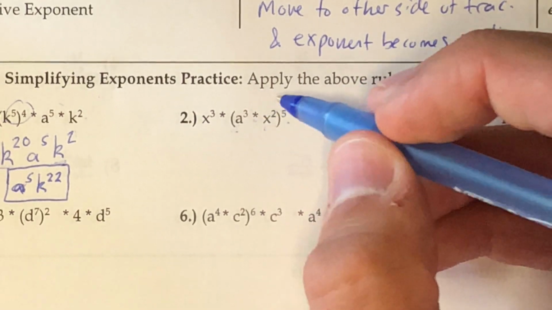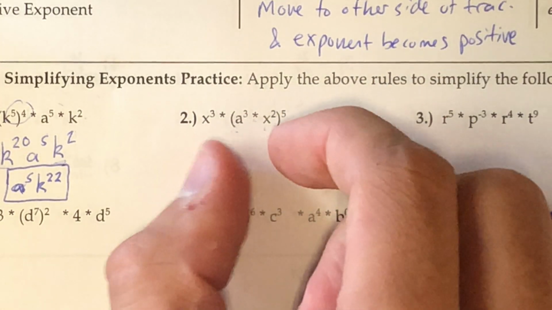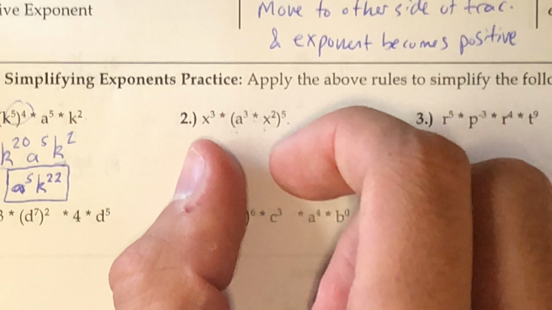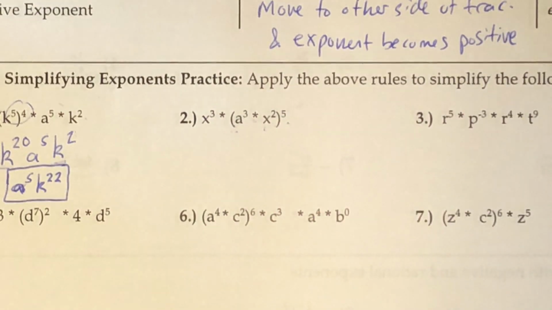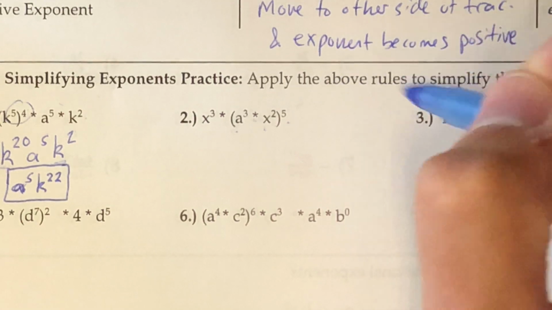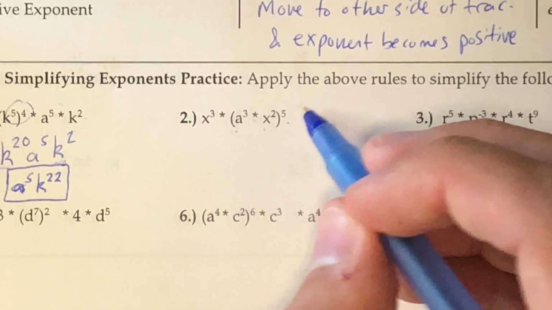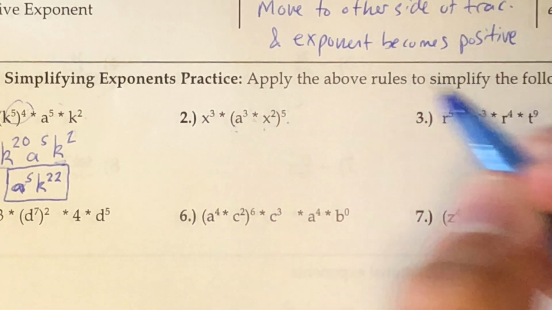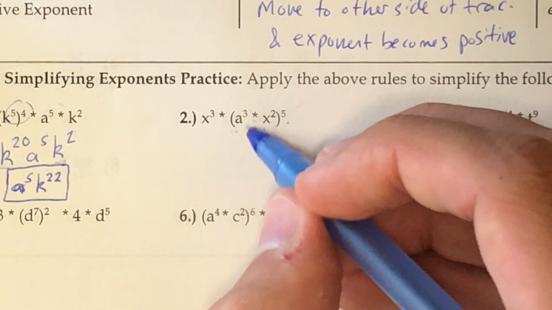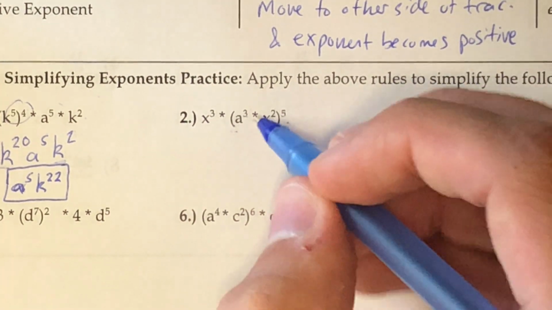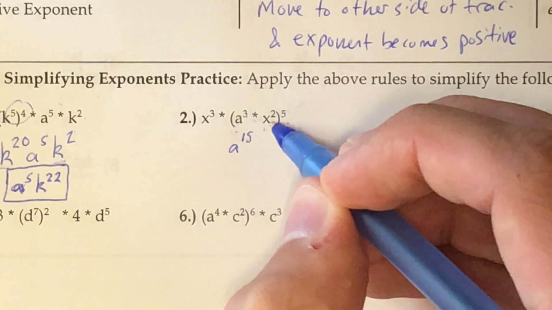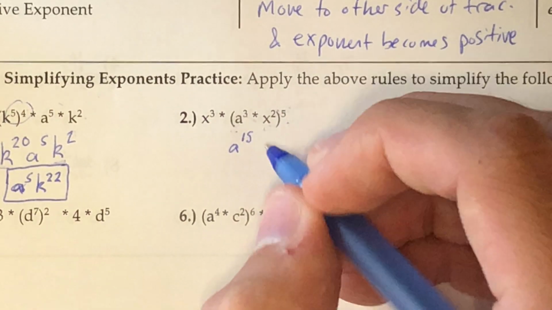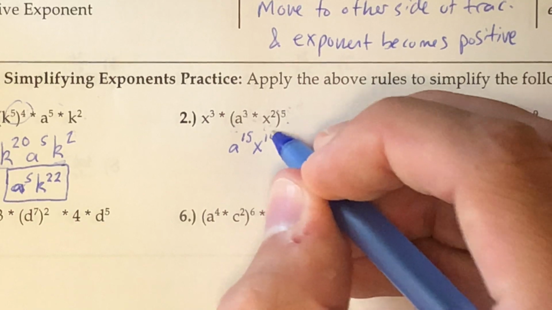If there were addition or subtraction, you'd have to repeat a cubed plus x squared times a cubed plus x squared times a cubed plus x squared and so on, and then you'd have to do all that foiling stuff. But since it's all multiplied, you just apply the power of a power. So a to the third to the fifth means you multiply that 3 and 5, so we get a to the 15th. X squared to the fifth means you multiply that 2 and 5, so you get x to the 10th.